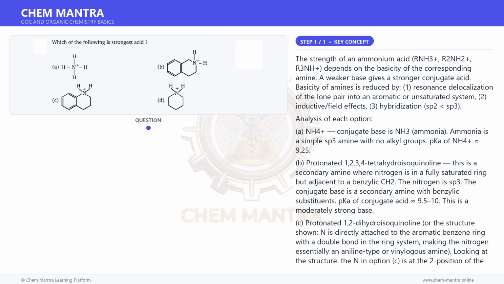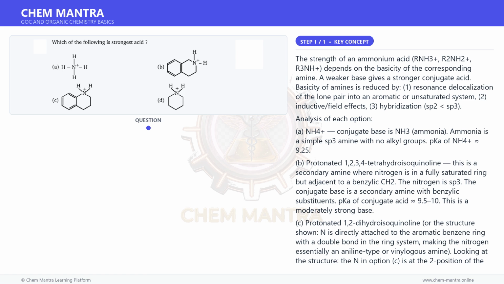The strength of an ammonium acid, RNH3+, R2NH2+, R3NH+, depends on the basicity of the corresponding amine. A weaker base gives a stronger conjugate acid. Basicity of amines is reduced by: 1. Resonance delocalization of the lone pair into an aromatic or unsaturated system. 2. Inductive field effects. 3. Hybridization, sp2 to sp3. Analysis of each option.